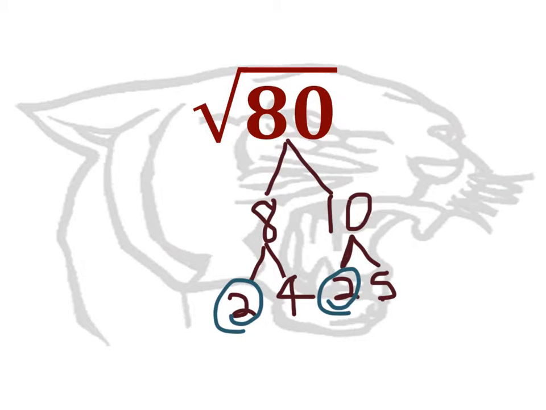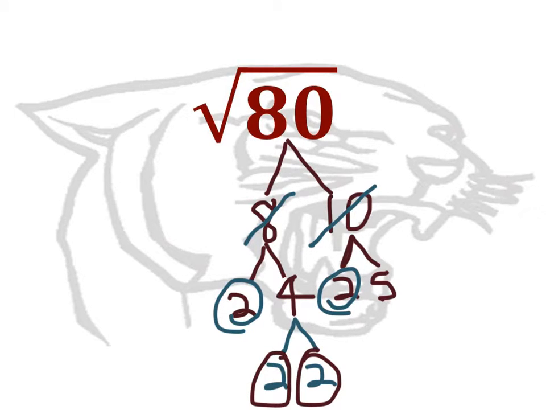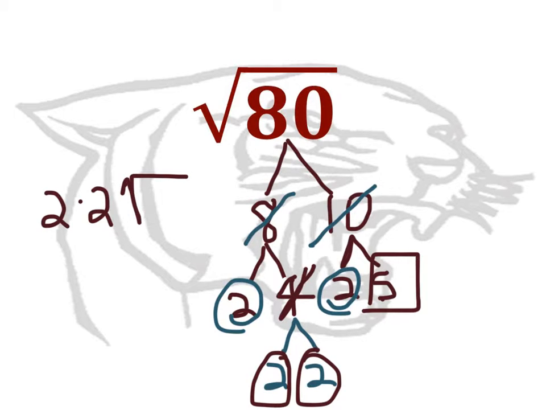Now, from this step, we found a pair, which is 2 and 2. And I'm looking at 4 and 5. 5 can't break down any further, but 4 can. 4 can be factored to be 2 and 2. So I have another pair. So I have a 2, another 2, and then we're left with 5 underneath the radical. So 2 times 2 is 4 times the square root of 5.